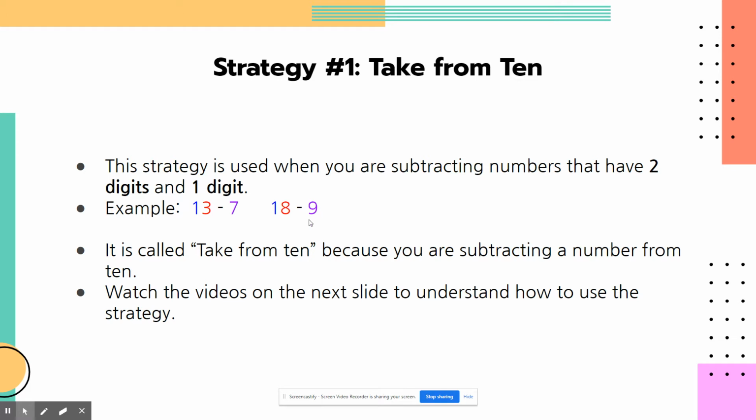So when you're going to solve exercises like these, you're going to use the strategy number one called take from 10. And remember, it's only used when you have an exercise that has two digits and then one digit. It is called take from 10 because you are subtracting a number from 10. Watch the videos on the next slide to understand how to use the strategy.